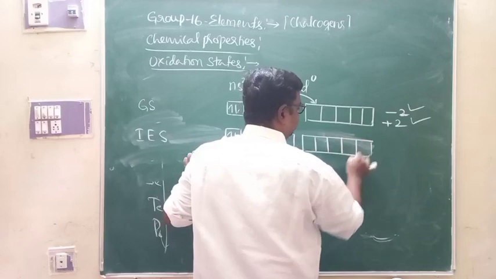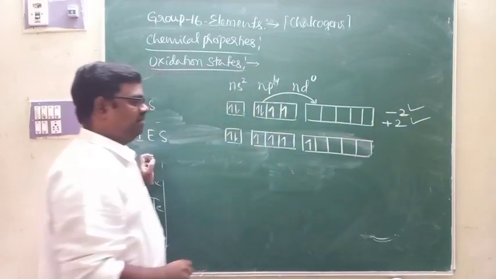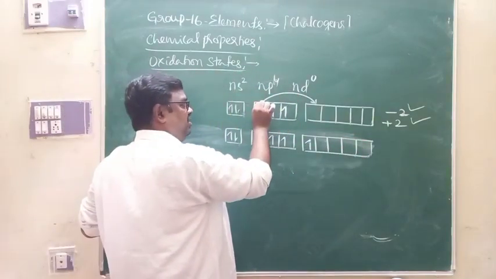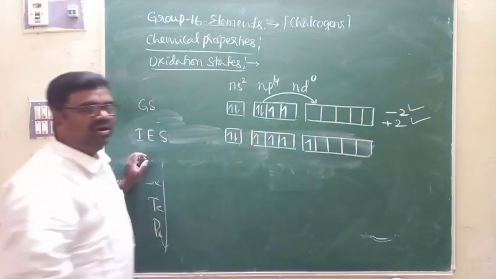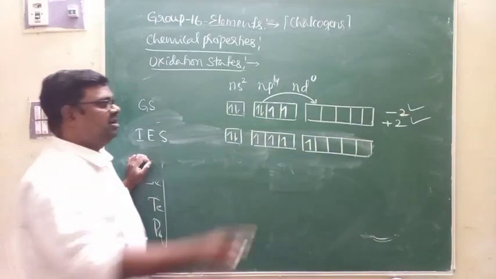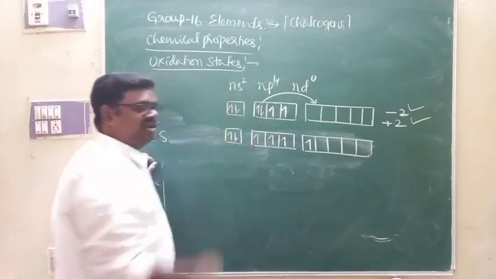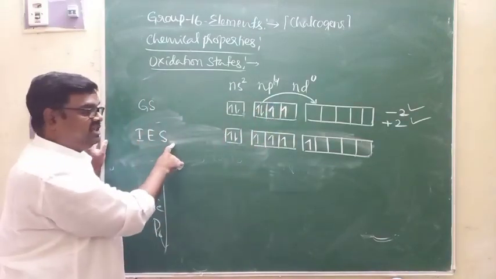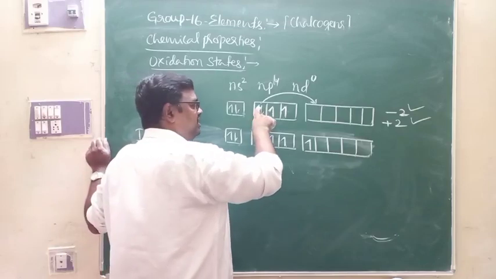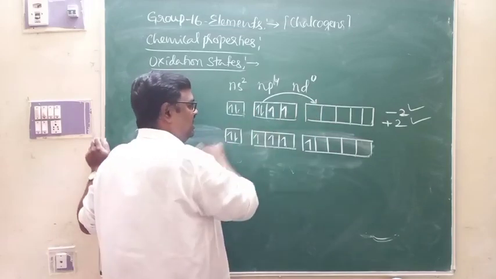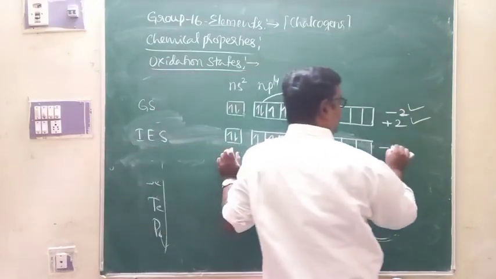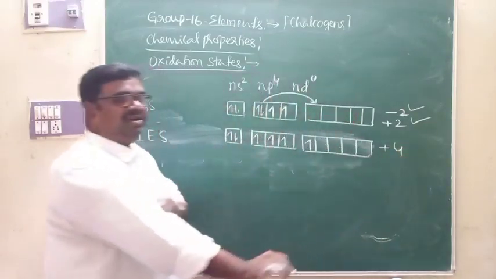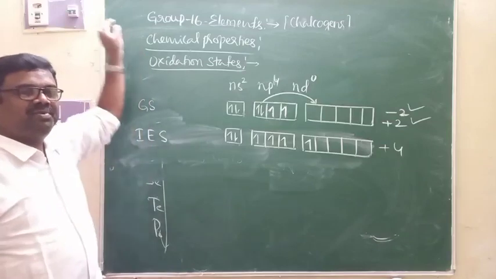Look at that, due to the excitation of an electron from np to nd, 4 unpaired electrons are available now. In the ground state there were 2 unpaired electrons. In the first excited state, 1 electron is shifted from np to nd when energy is provided to it. Then 4 unpaired electrons are available, and because of that, another possible oxidation state is +4.